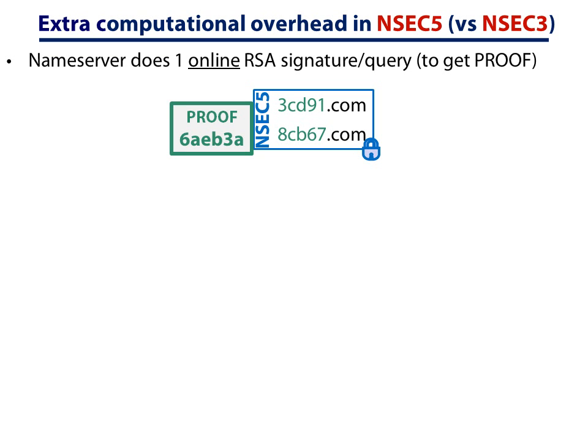Okay, so let me finish with a few practical issues. So what's the difference between NSEC5 and NSEC3? So the most obvious difference is that in NSEC5, the name server has to do one online RSA signature for every query that it gets in order to construct this proof value.